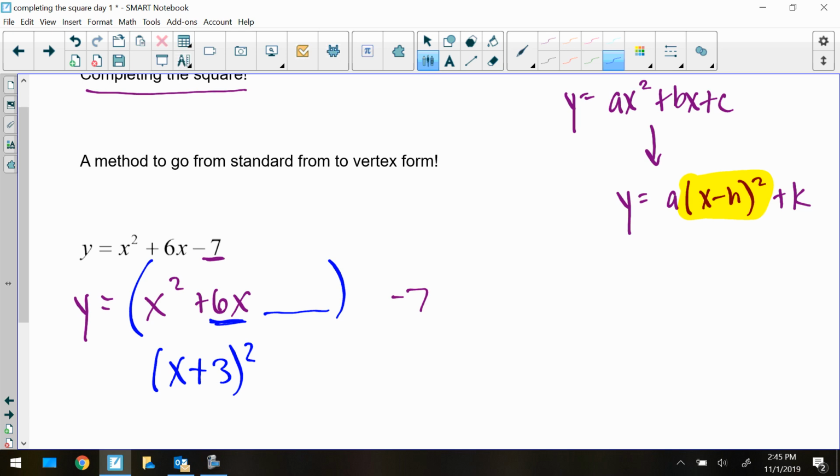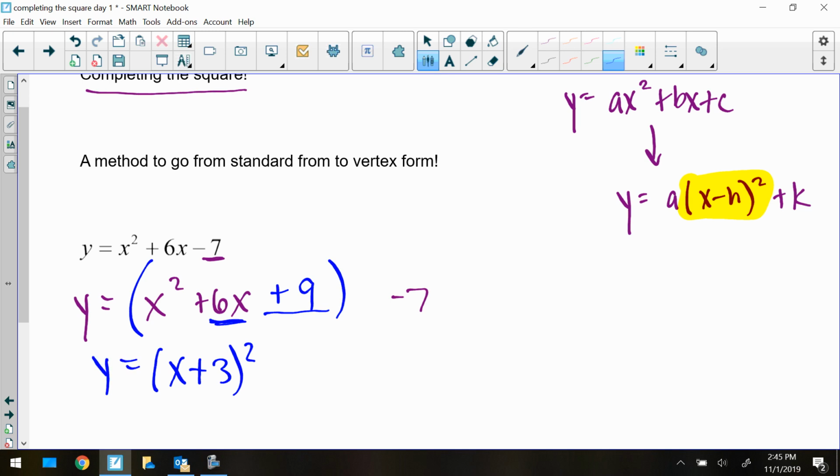The problem is, if I started to think about what x plus 3 squared would be, it would actually be x squared plus 6x, and this number here would be 9. This is double the number, and then this last one is the number squared. So it would actually take x squared plus 6x plus 9 to get x plus 3 squared.